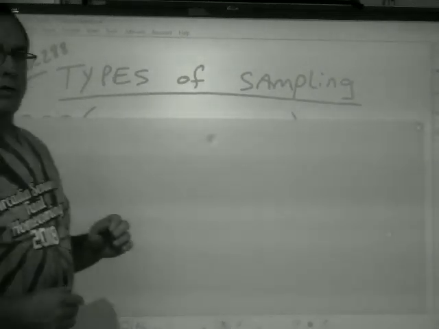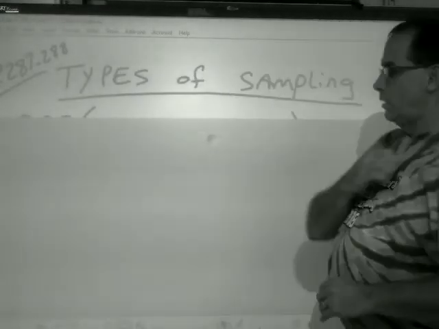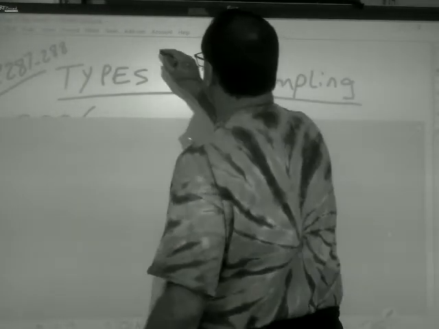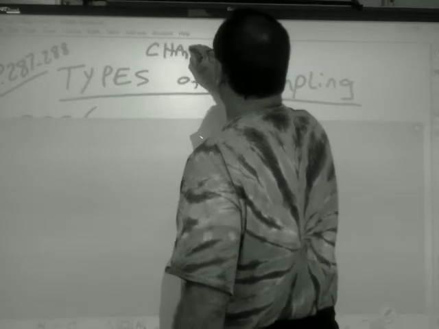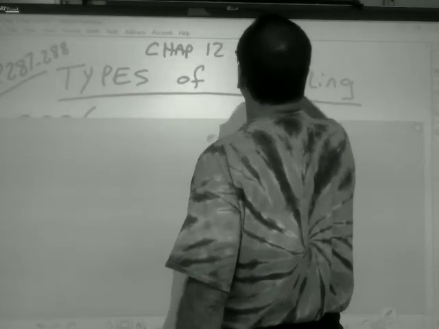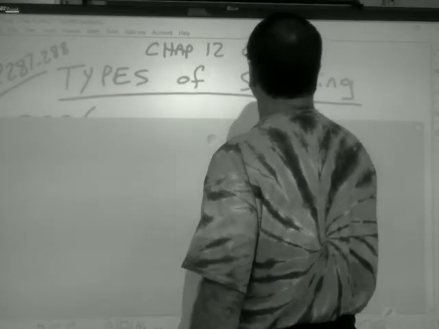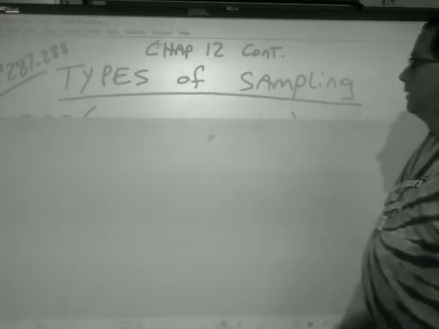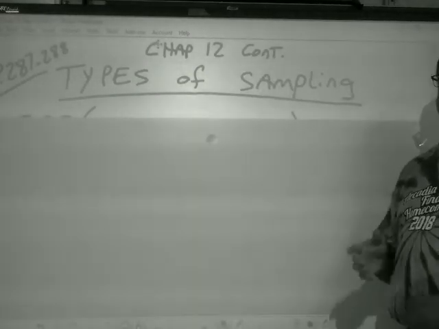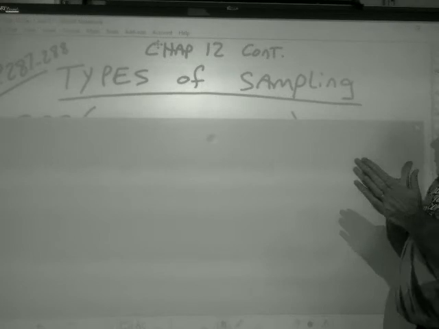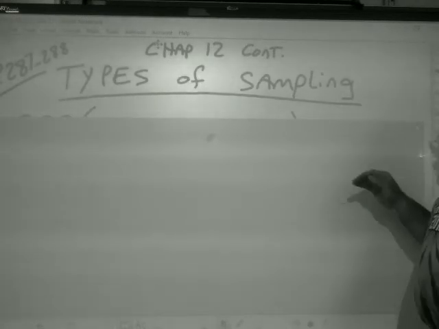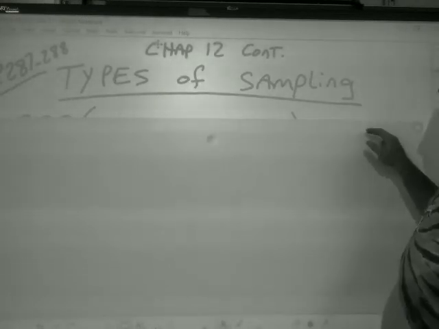So, chapter 12 continued. This is more of chapter 12. We're going to talk about the types of sampling today. Let's go through the different types of sampling that we have.